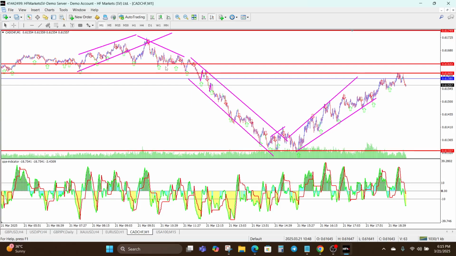Now the QQE indicator is actually one of the valuable tools that you can consider adding to your trading toolkit. Whether you are a scalper, day trader, or swing trader, this indicator can actually help you improve your trade timing and reduce false signals.